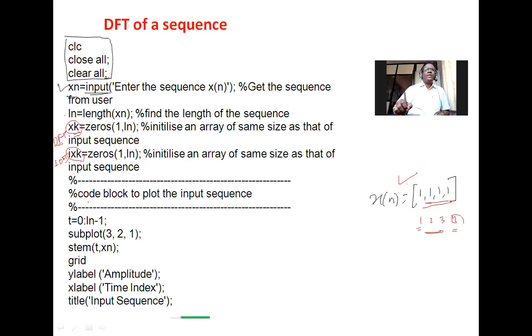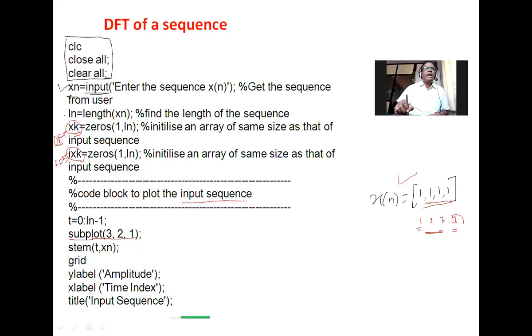Now next, if I want to plot the input sequence, what did I write here? t equals 0 to ln minus 1. ln is what here? The length of the input sequence. Then subplot 3 2 1. What does it indicate here? 3 2 1.